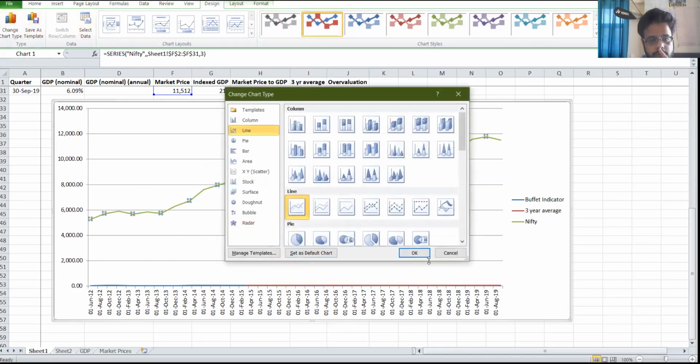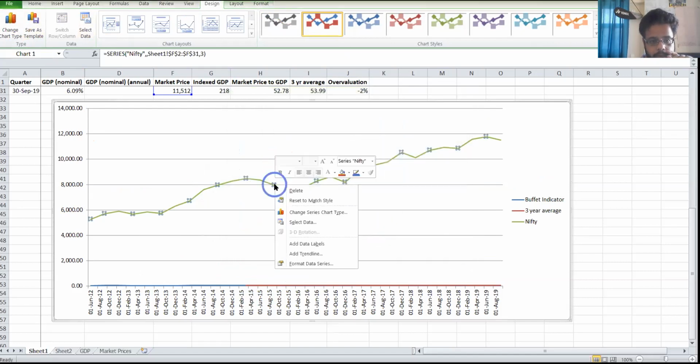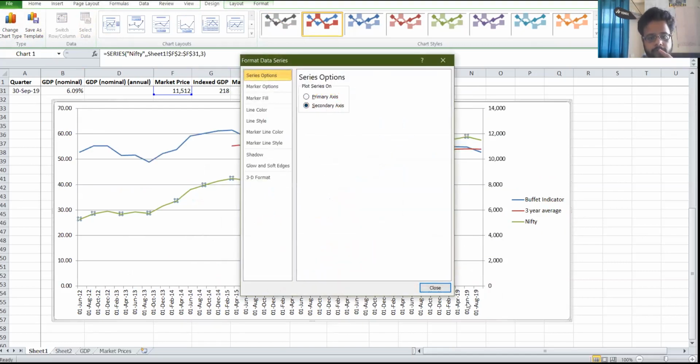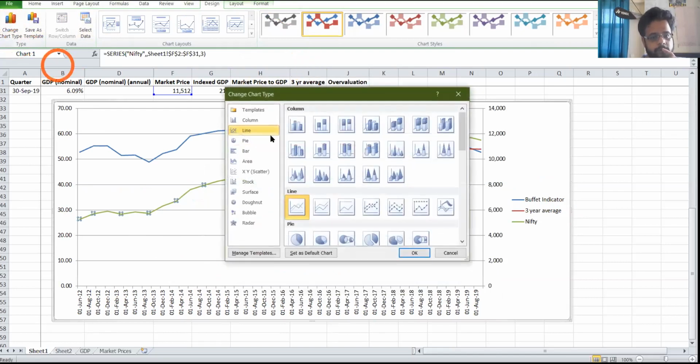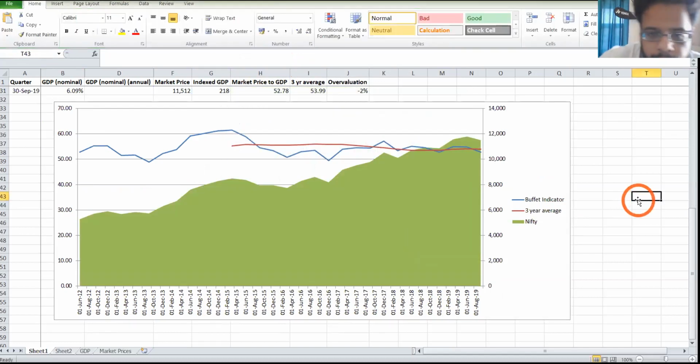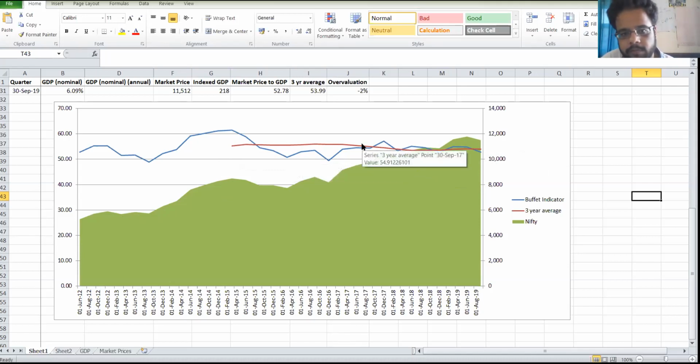So let me use a combo chart. Where do I have the option of a combo chart? Secondary axis, yes. And just for ease of reference, for this particular Nifty, I'll use a different chart type. So you can see, even though the Nifty has consistently increased, a lot of it has been due to inflation. Most of our growth has been in terms of the GDP growth rate. The average Buffett indicator has been very stable, and the current Buffett indicator has moved in tandem with it, sometimes going above it, sometimes going below it.